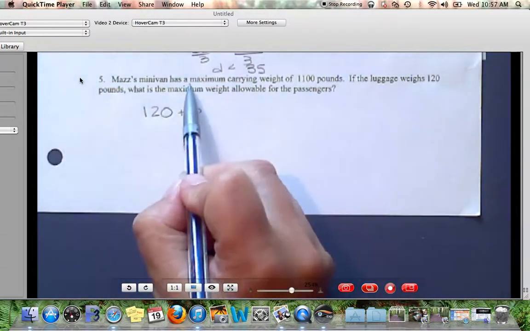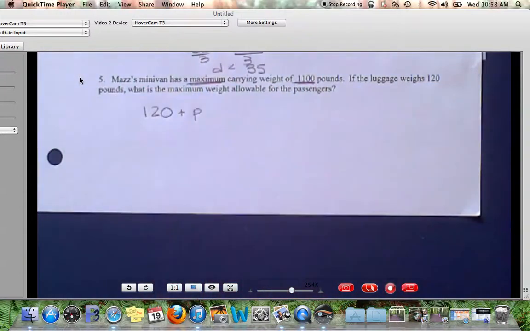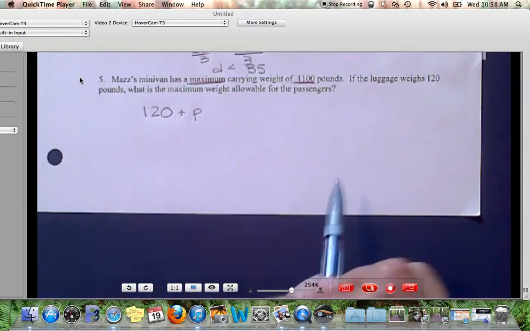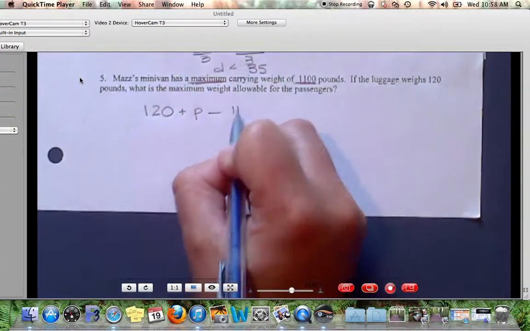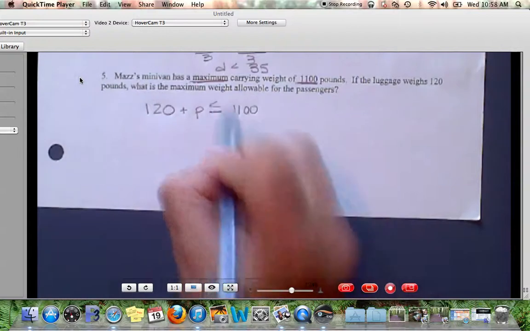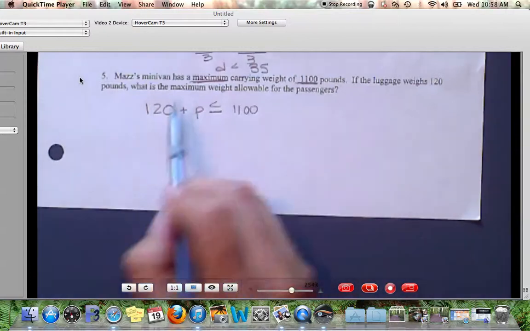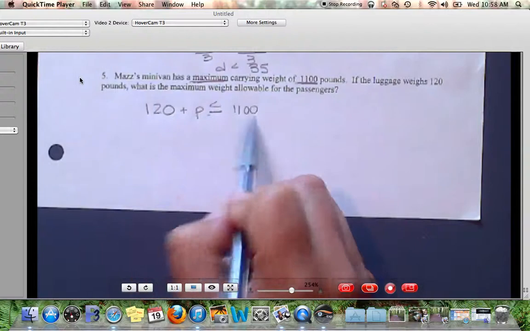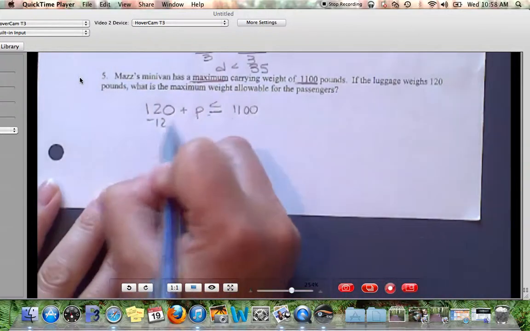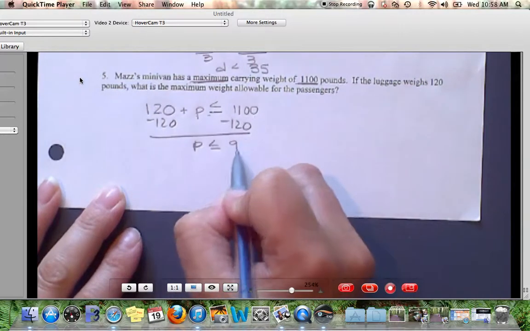Now it has a maximum carrying weight of 1,100 pounds. Can you have 1,100 pounds? Yes. Can you be more than 1,100? No. Can you be less than? Yes. So it either needs to be equal to 1,100 or it has to be less than 1,100. Less than is probably safer. So the weight of the bags plus the weight of the people has to be less than or equal to 1,100. Subtract the 120. P is less than or equal to 980.